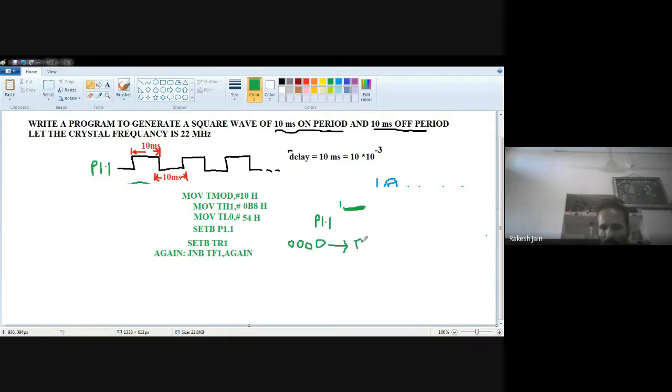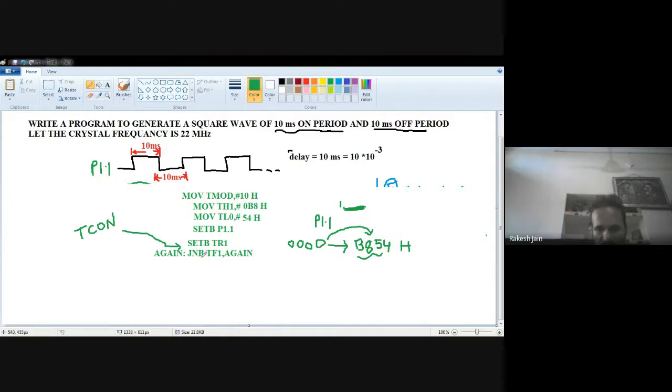We upload the maximum value as B854. So it will count one by one from 0000 up to B854. When it reaches B854, automatically the TCON register bit TF1, which is related to the timer 1 overflow flag control bit, will be set automatically, will be equal to 1.